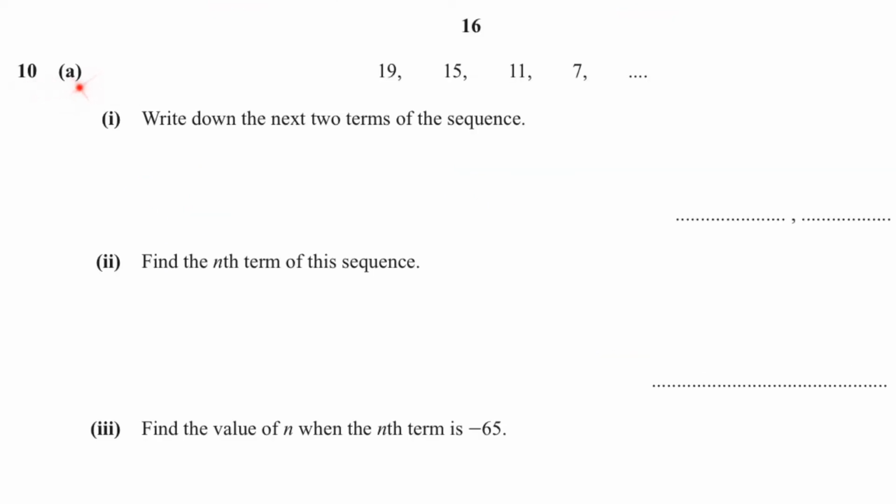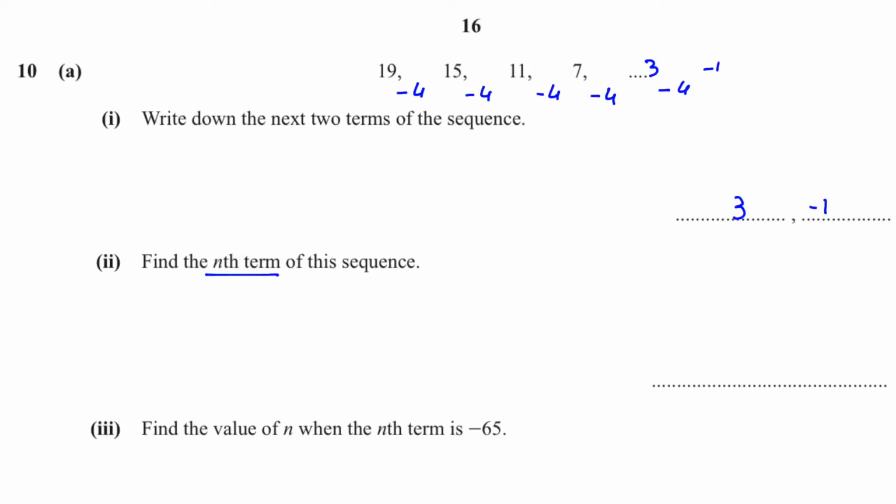In question number 10a, we have been given a sequence and we have to find the next two terms of the sequence. We can see that 19 minus 4 is 15. So every time we are subtracting 4. 7 minus 4 will be 3, and 3 minus 4 will be negative 1. So the next two terms are 3 and negative 1.